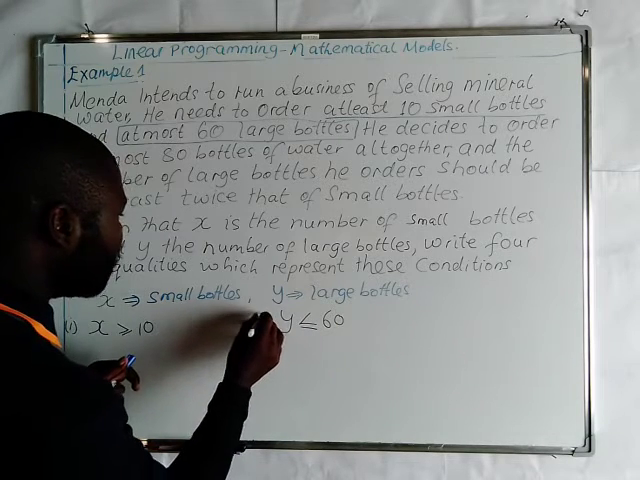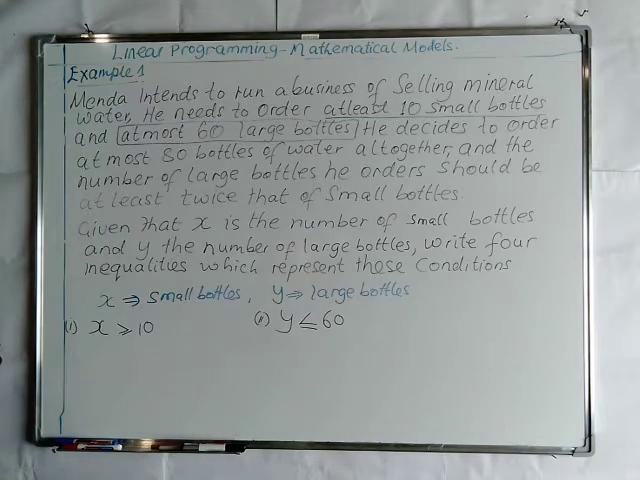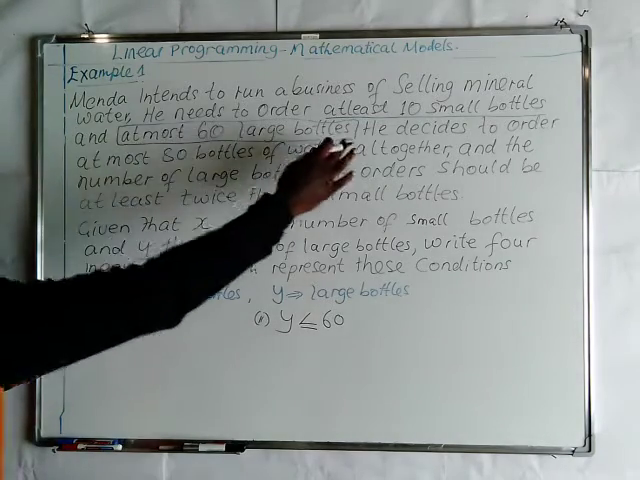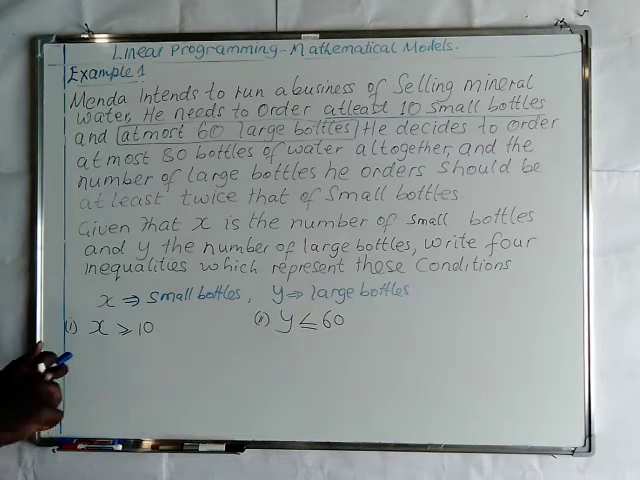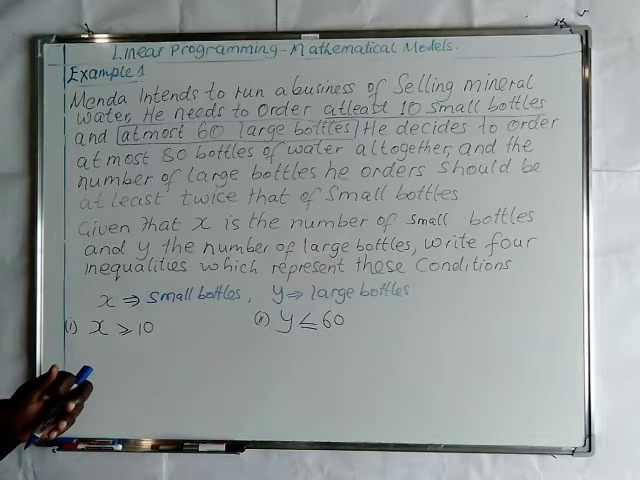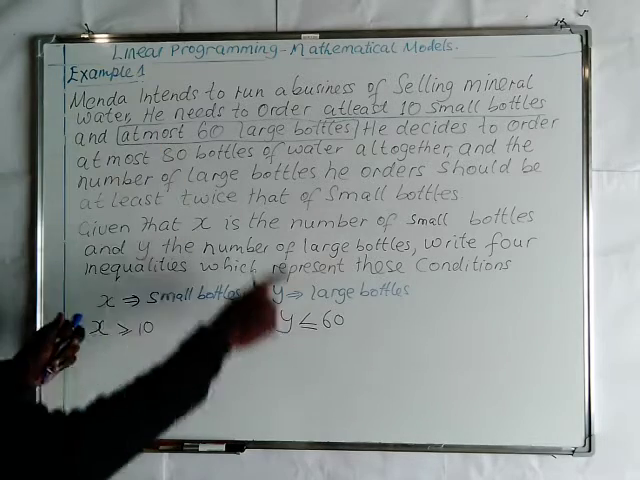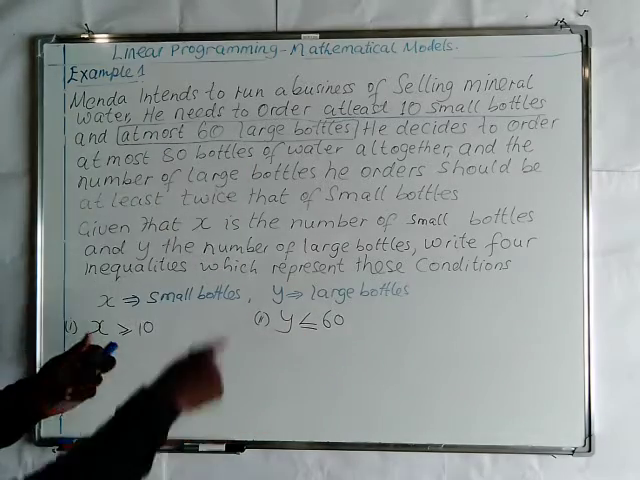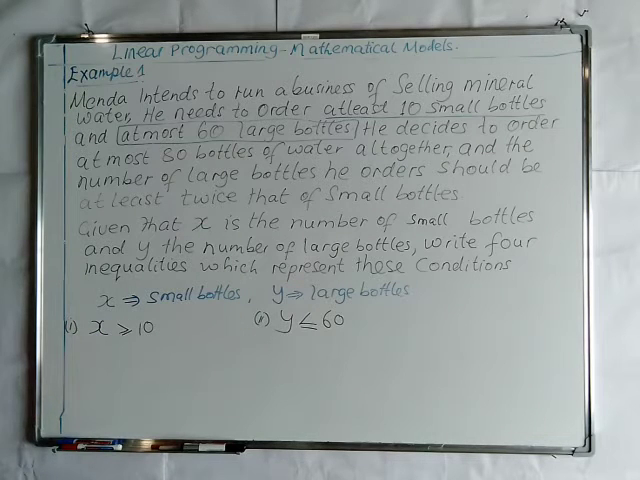So this is our second inequality. At most 60 large bottles. Large bottles is Y, and at most is less than or equal to 60. So that is where the second inequality comes from.